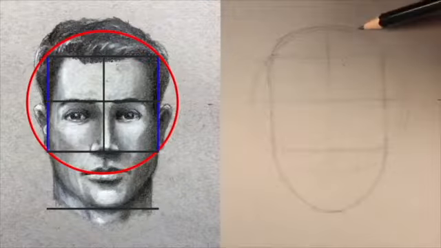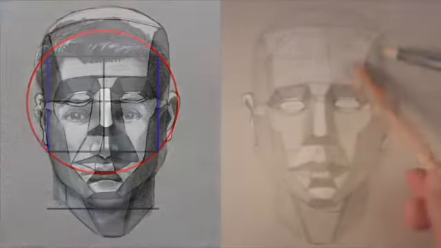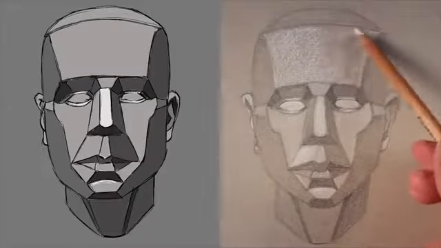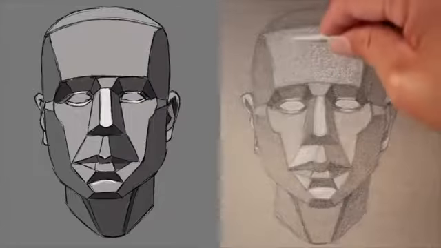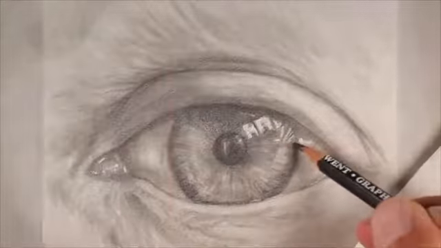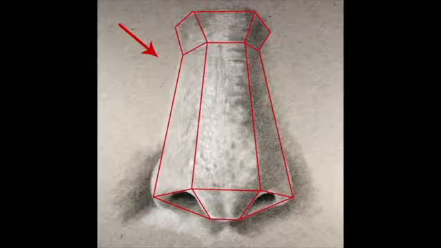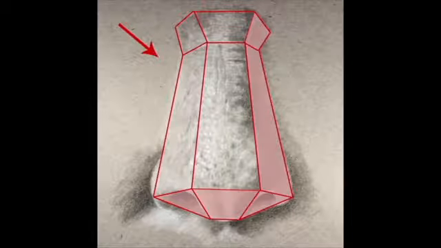We cover everything from the underlying structure of the face, and of course, basic facial proportions. We also take a look at the planes of the face and how light affects each individual plane. We also look at individual facial features. We take a look at the eye from both the frontal view and the profile view. We also take an in-depth look at drawing the nose, again from both a frontal view and a profile view.